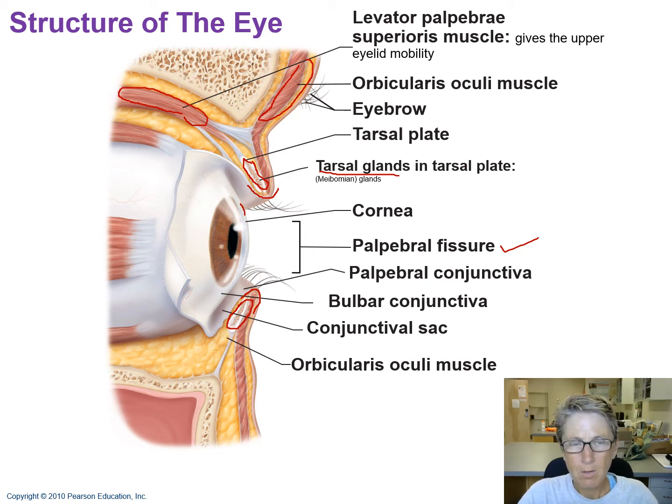The cornea, so here's the cornea that covers the iris and the pupil. And then this conjunctiva. There's palpebral conjunctiva and bulbar conjunctiva. So any of the conjunctiva associated with the eyelids, so all this here, this would be covered with palpebral conjunctiva. And then when you turn here and you come back and now your conjunctiva on the eye, that's called bulbar conjunctiva.